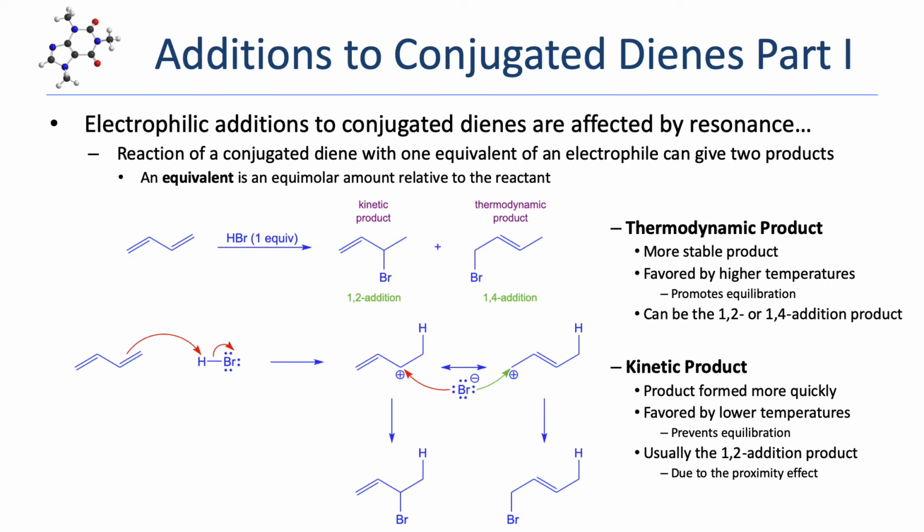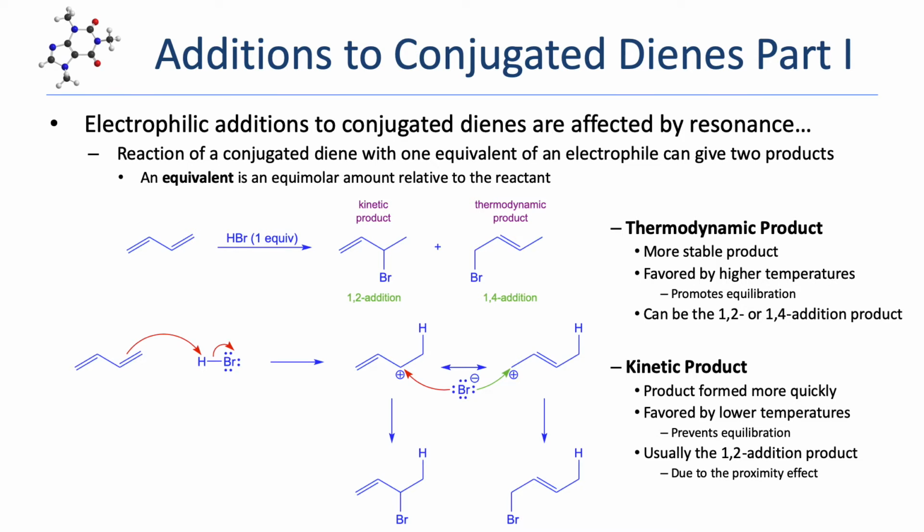In this case, the 1,4 addition product is more stable and therefore favored thermodynamically, and the 1,2 addition product is formed more quickly and thus favored kinetically. Well, that doesn't actually answer the question of which product is the major product. And that is going to depend on whether the reaction is run under thermodynamic control or kinetic control. The thermodynamic product is the more stable product, and it's going to be favored by anything that promotes equilibration. And one thing that can promote equilibration is to have a high reaction temperature.